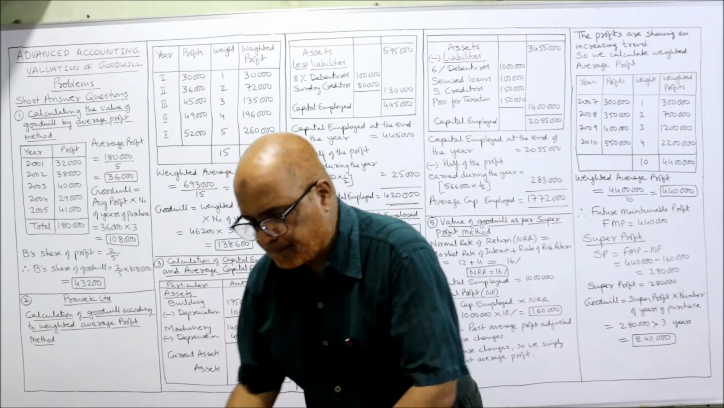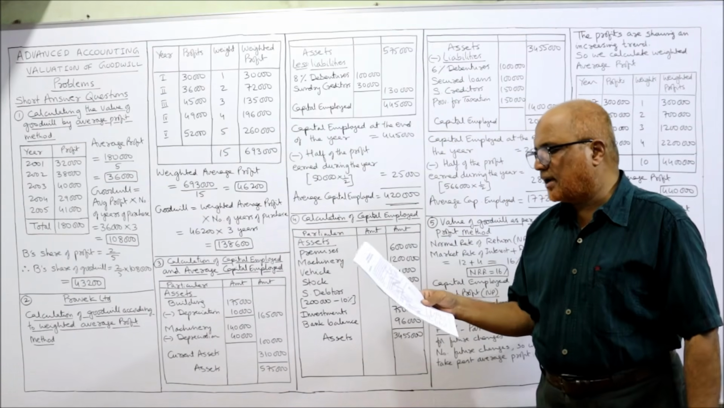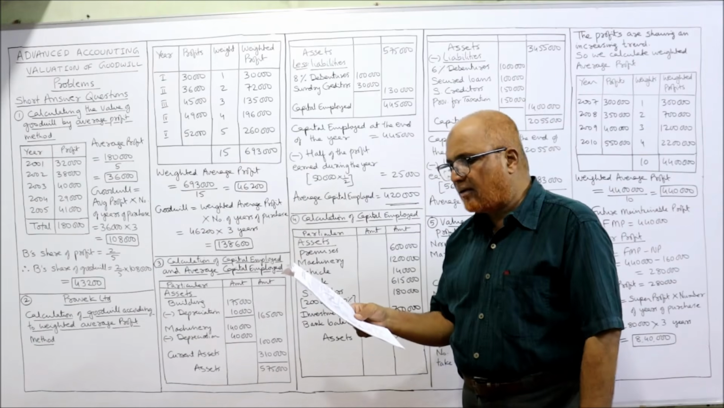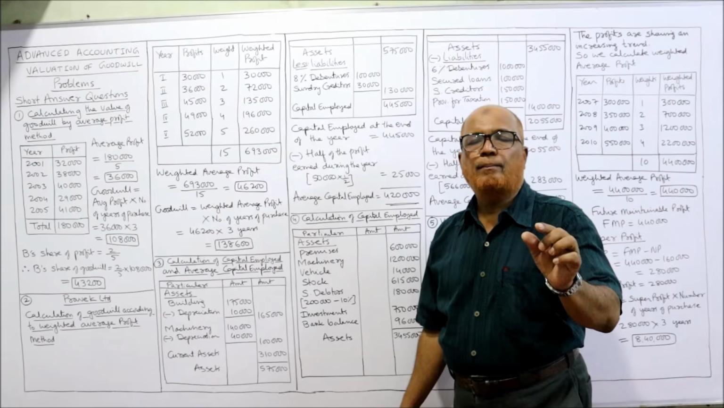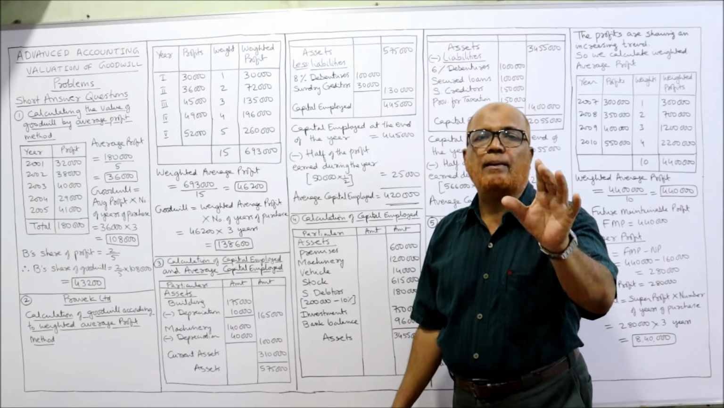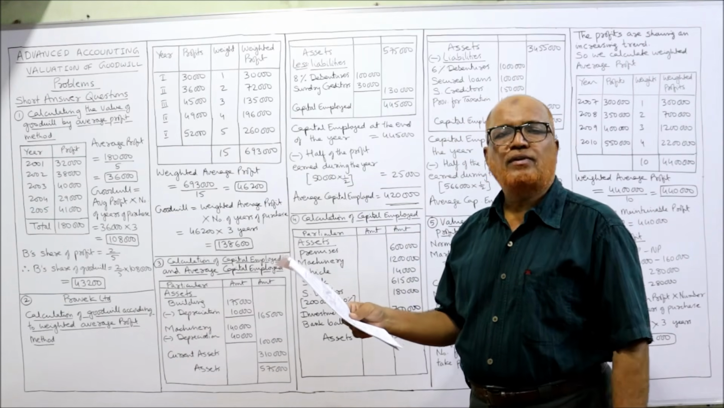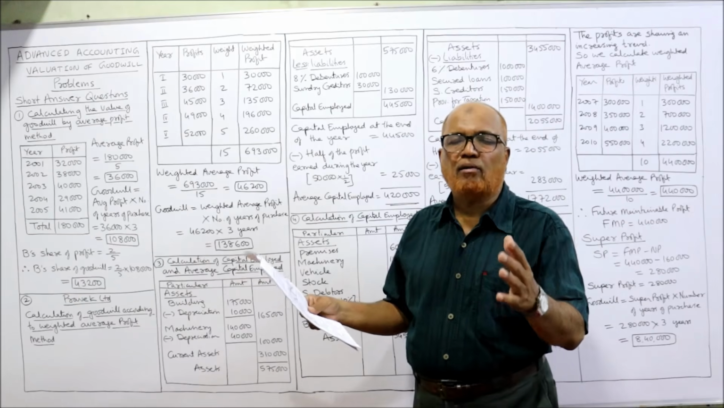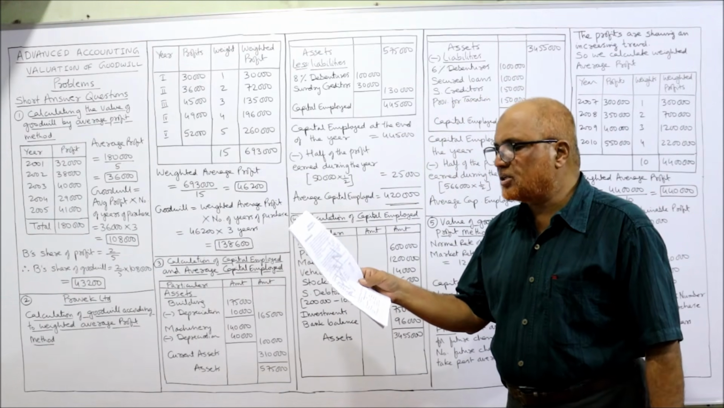Now problem number 3. On the basis of the following, you are required to calculate capital employed and average capital employed. For calculating goodwill by super profit method, we need to calculate capital employed and average capital employed. So in this problem, we are not calculating goodwill. We are calculating only capital employed and average capital. So here the balance sheet is given.